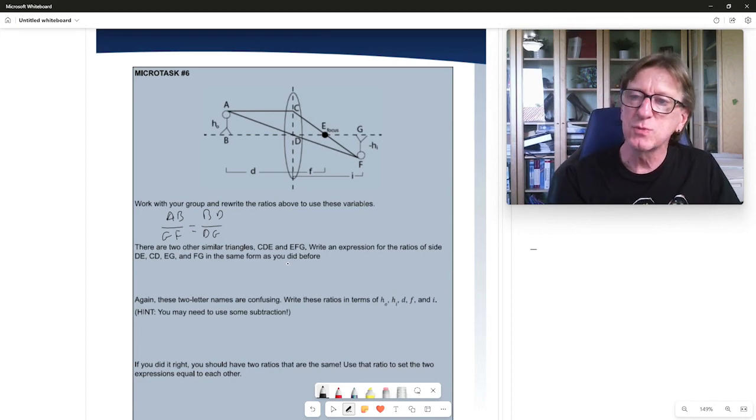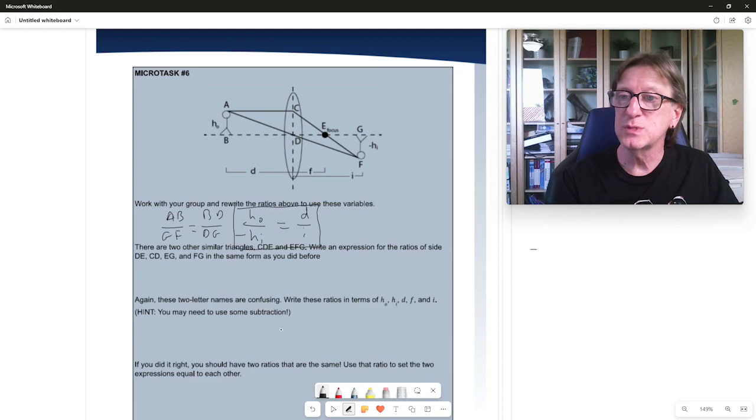So now let's rewrite that using our symbols. Well, AB is going to be H0. GF is going to be minus HI. BD is going to be our object distance D. And DG is going to be our image distance I. Okay? So that's our first step.